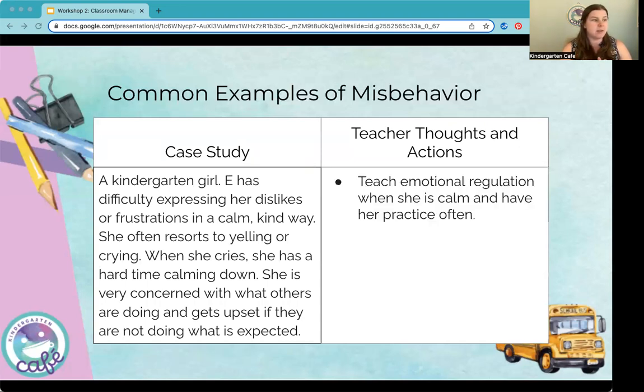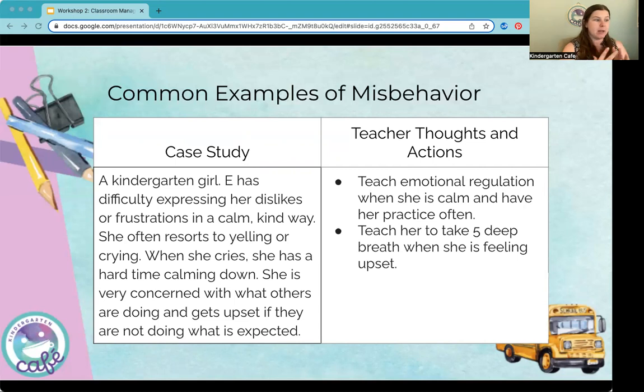So some of the things that I thought about was I wanted to make sure to teach her emotional regulation when she's calm, because when she's escalated, that's not a time to teach her new information. And I wanted her to practice often so that eventually when she is upset, she can start to do it on her own, to regulate herself. I want to teach her to take 5 deep breaths when she's feeling upset. So we did a lot of that as a class. We did a lot of that with her.